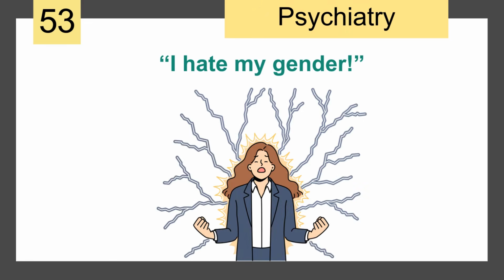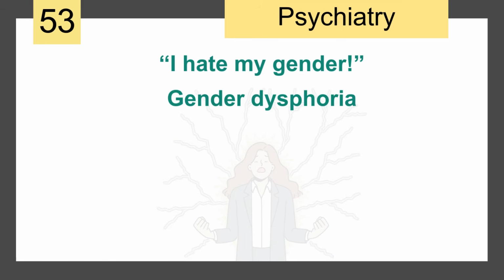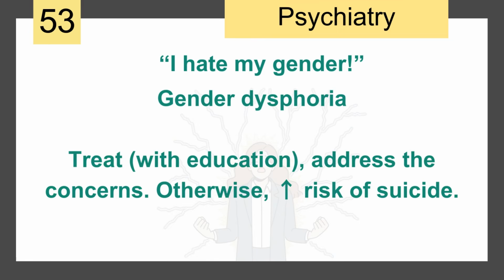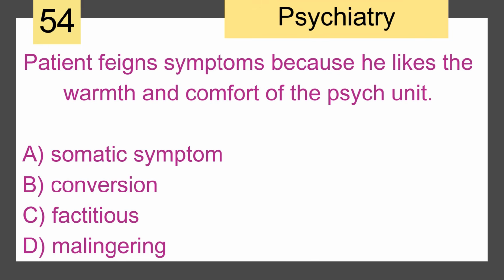Question 53. I hate my gender, that's gender dysphoria. We treat with education and address the concerns, otherwise there's an increased risk of suicide. Question 54. A patient feigns symptoms because he likes the warmth and comfort of the psych unit. This is malingering. They're doing it for a reason, for secondary benefit.